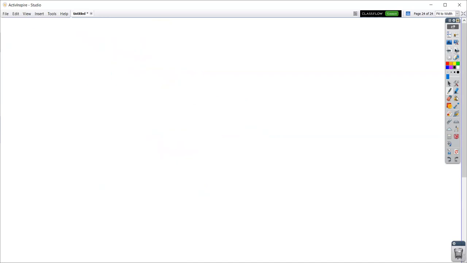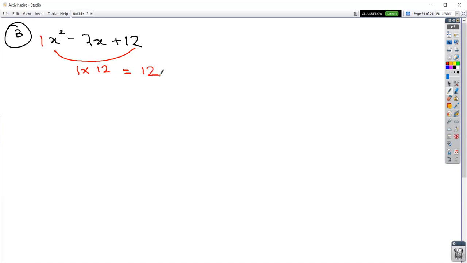Going on to the third example. So we are having x squared minus 7x plus 12. I'm going to begin with the same thing. Whatever the first and the last term, we're going to multiply them together. So this is 1 times 12, which would be 12. We're going to find out the multiples of 12. I'm going to write down the first one, which is 2 and 6. 2 times 6 makes 12.